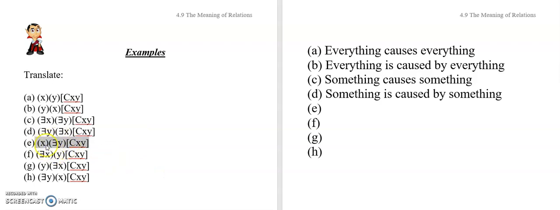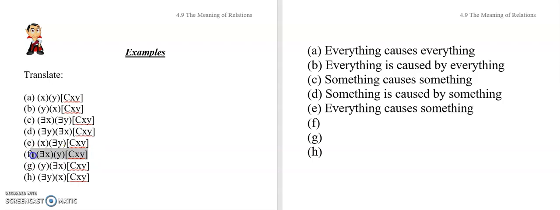Let's work through this one, E. This is interesting because you've got a mix of quantifiers. Notice the x appears in the first position here. So pause now and try this one. Okay, this one says everything causes at least one thing. That sounds fairly plausible, depending on what the scope of everything is. It doesn't have to cause itself. They don't all have to cause the same thing, but everything causes something. Kind of an interesting idea.